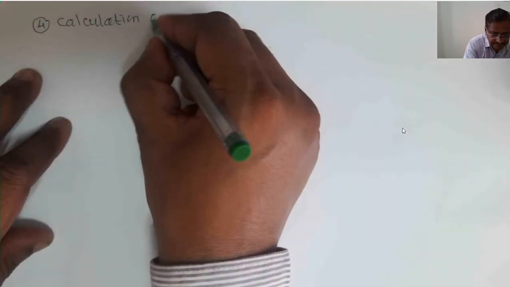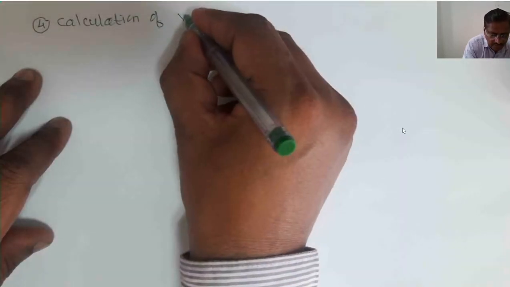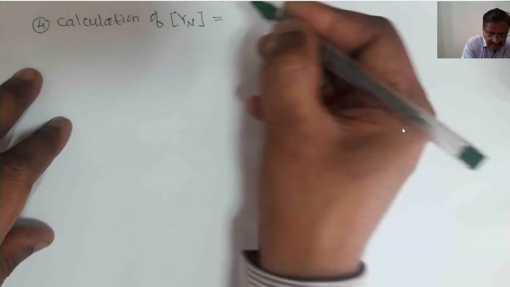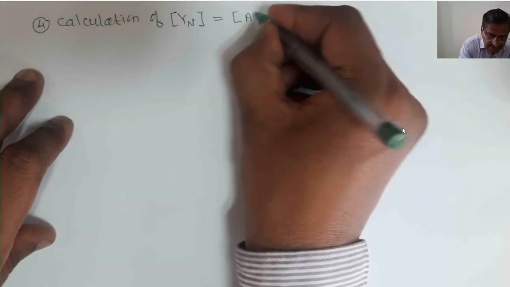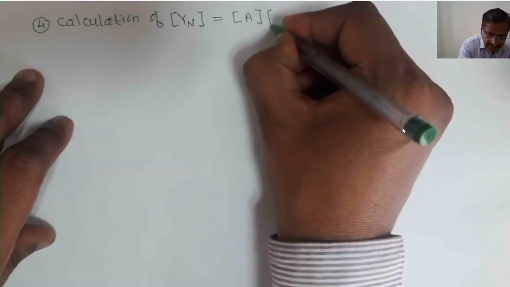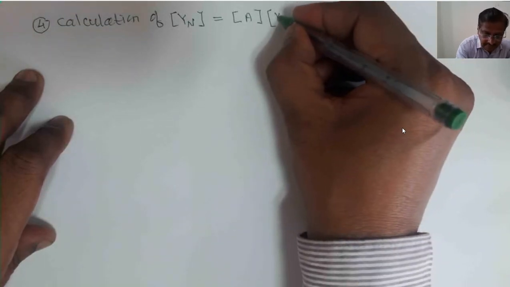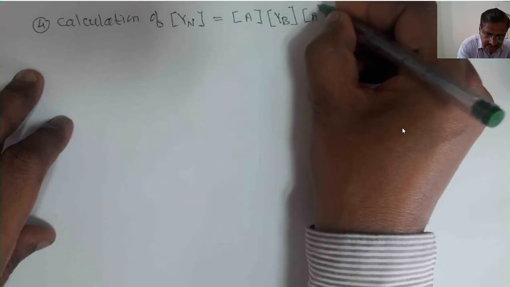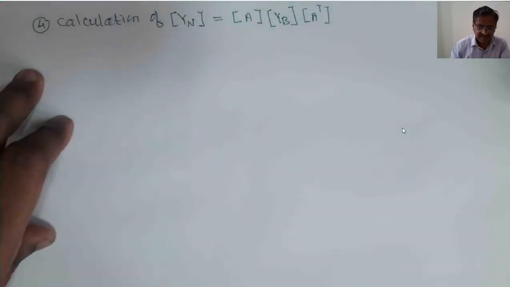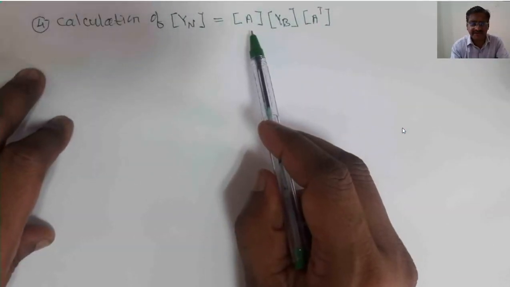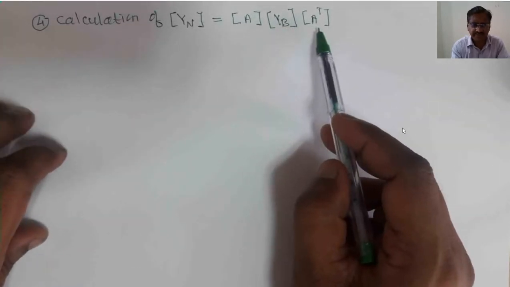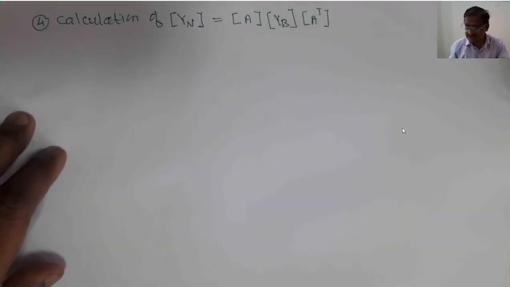Now look at step number 4, calculation of YN. What is this matrix YN? Using this relation, it is nothing but A into YB into A transpose. Is it right? This A is the reduced incidence matrix, this YB is the branch admittance matrix, and this A transpose is nothing but the transpose of the reduced incidence matrix.